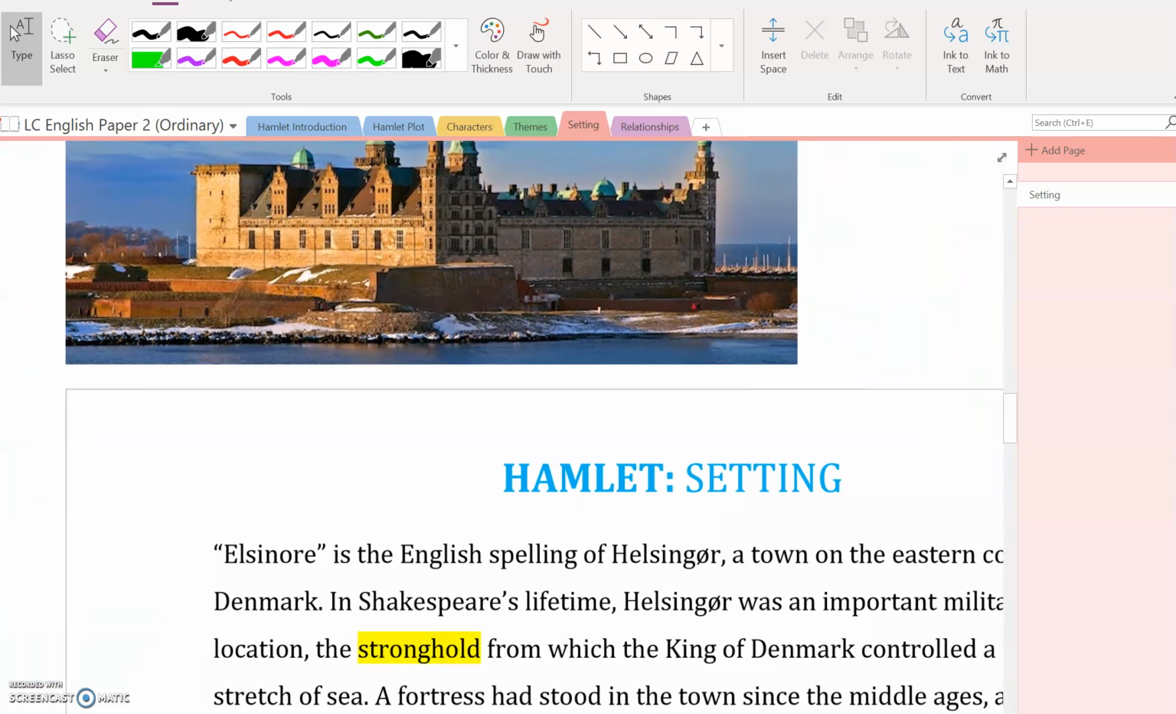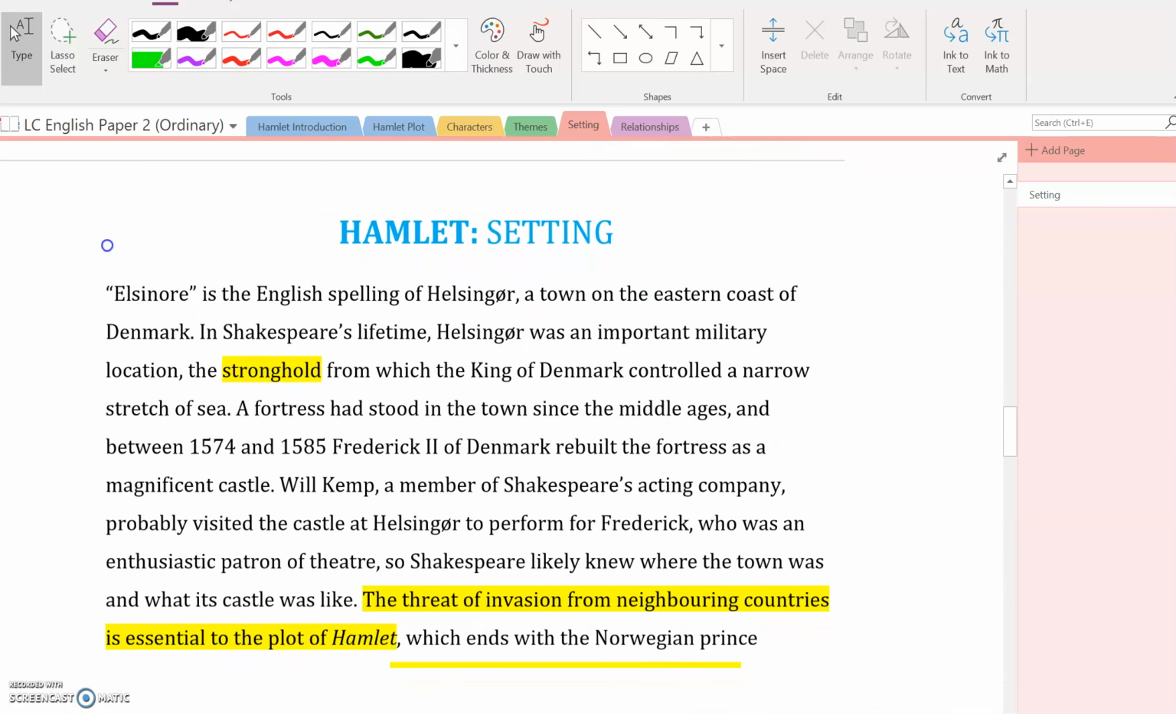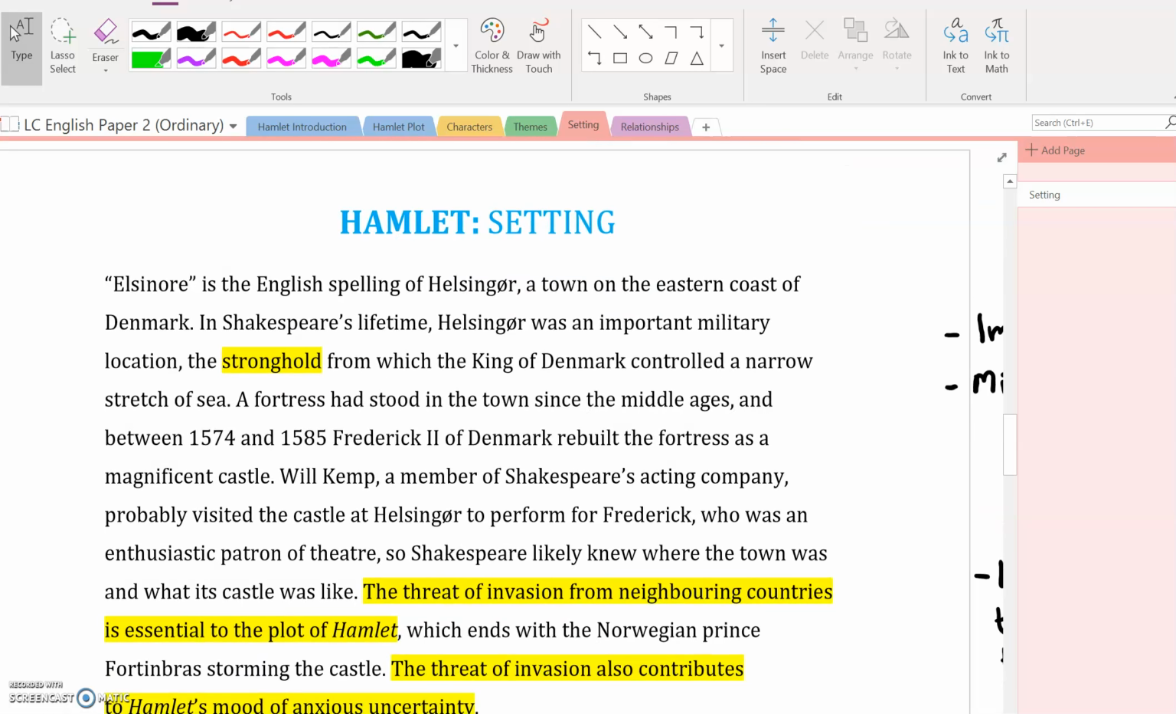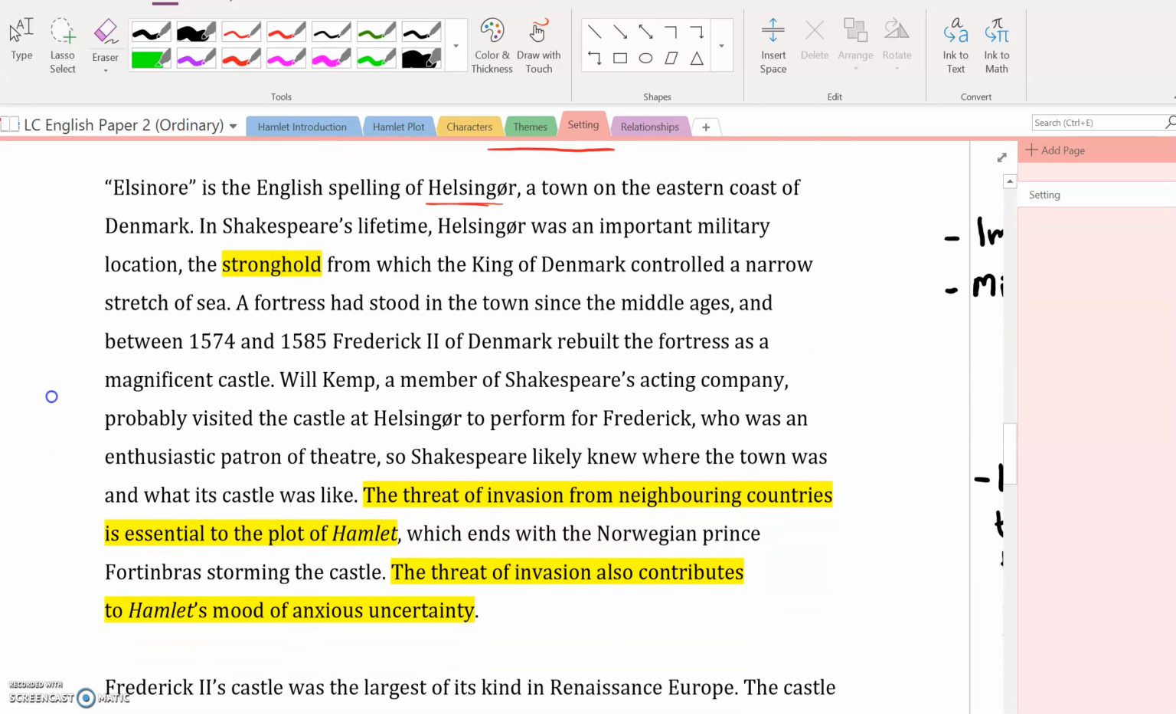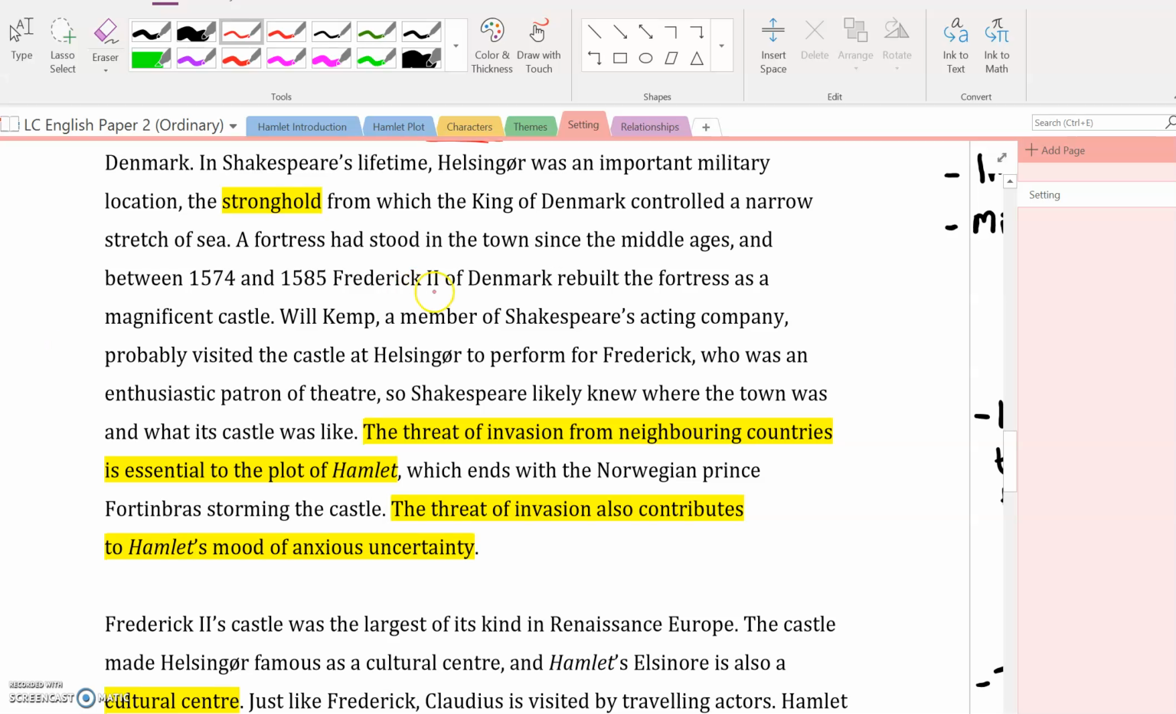Now, let's look at this document that I've pasted in here that you can read as well, just to go over it, to look at the setting. Elsinore is the English spelling of Helsingør. That's what the Danish people call it. A town on the eastern coast of Denmark. In Shakespeare's lifetime, Helsingør was an important military location, the stronghold from which the King of Denmark controlled a narrow stretch of sea. A fortress had stood in the town since the Middle Ages, and between 1574 and the late 1580s, Frederick II of Denmark rebuilt the fortress as a magnificent castle.